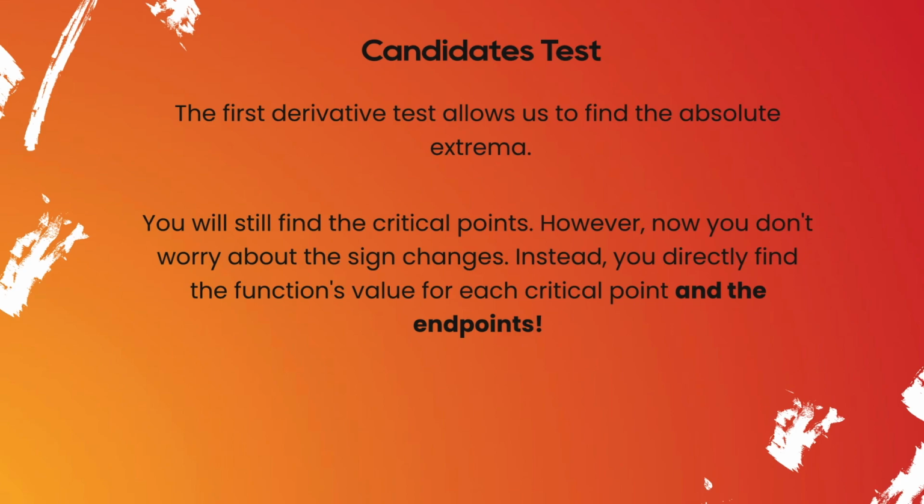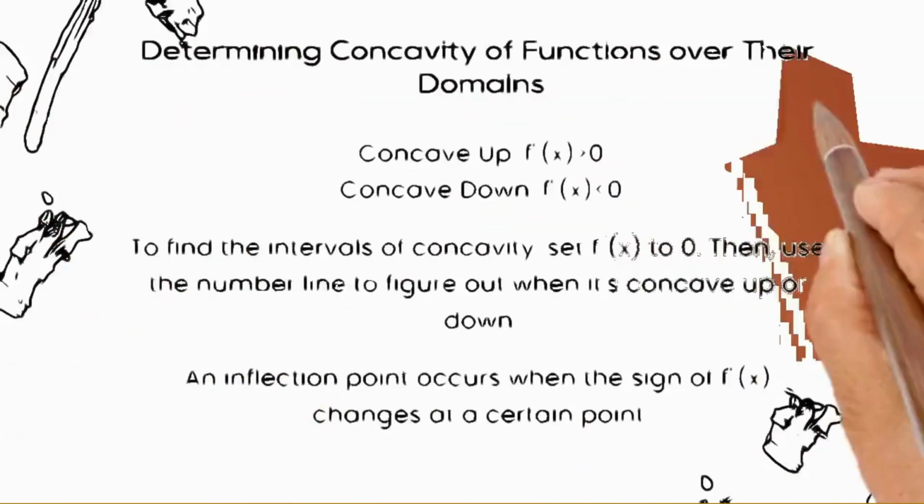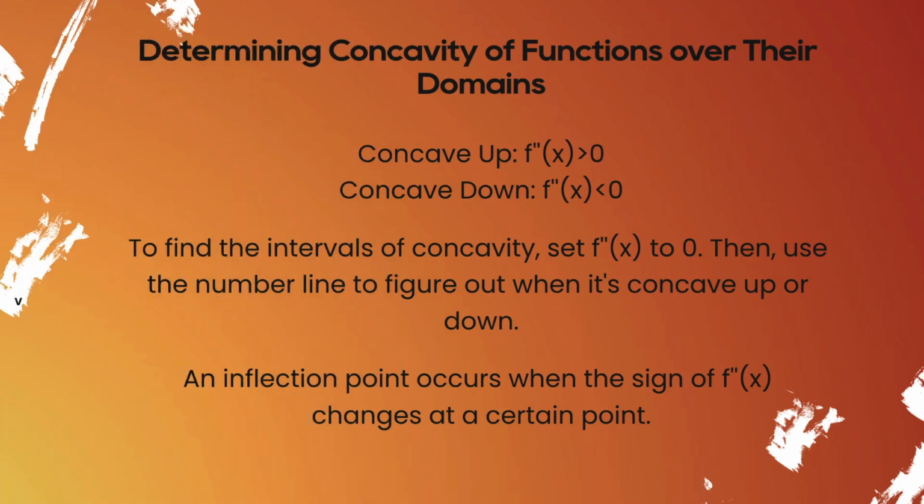So don't forget to check that. Now, determining concavity. A concave up function means that the second derivative is greater than 0, and concave down means that the second derivative is less than 0. Now to find the intervals of concavity, you set the expression for the second derivative to 0, and then you solve for x, and then you use the number line method again to figure out when it's concave up or concave down.